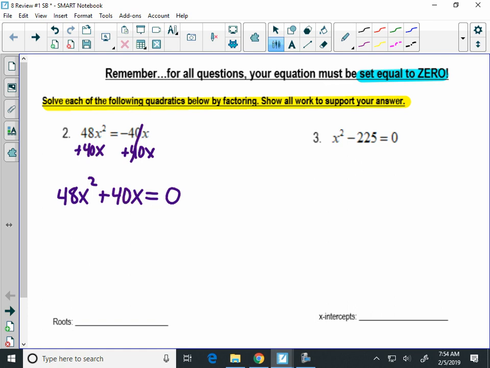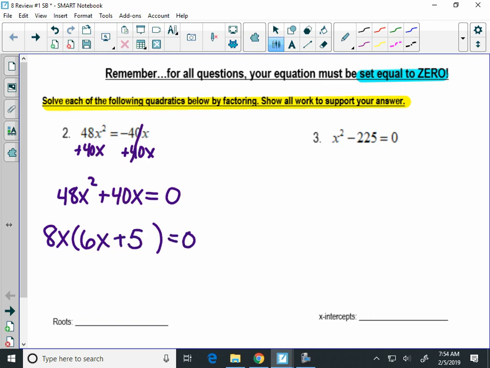Now, I have 2 terms here. I can't take the square root, but the first thing I have to do every time I factor is look for a GCF. I do have a GCF here of 8x. So I'm going to pull an 8x out in front. And what I'm left with in the parentheses is going to be 6x plus 5.